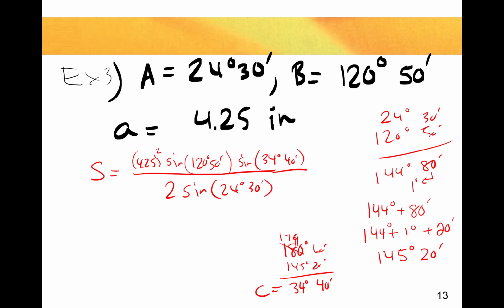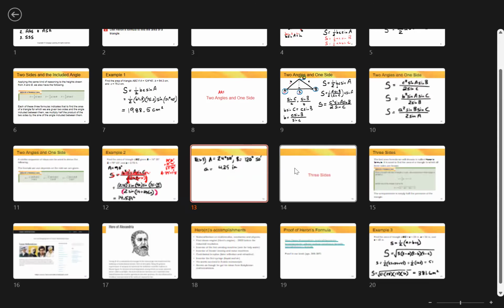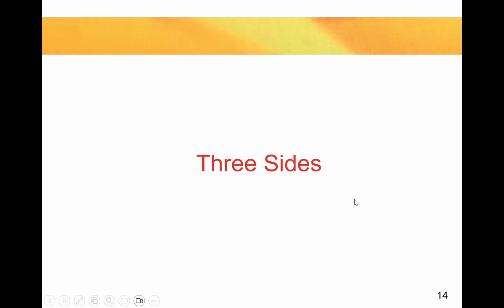So to the nearest tenth would be how much? Okay. 10.6, and we are in inches squared. Is that right? Sweet. Okay. Awesome. So we did one angle and two sides, now we got two angles and a side. And the last one for today, this one, the three sides.